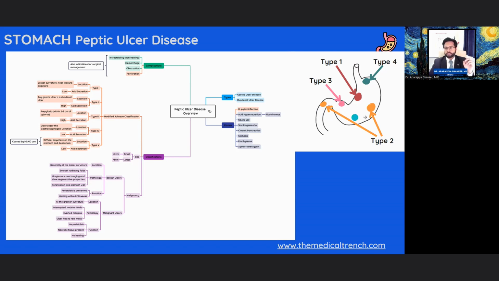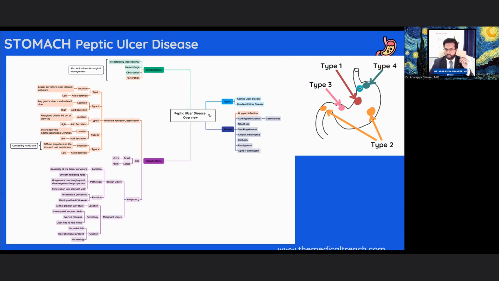Type 3 is a type of ulcer in which you have one ulcer in the duodenum and one ulcer in the greater curvature, or anywhere along the greater curvature, right? And type 4 are any ulcers that are very close to the fundus, and by implication, very close to the gastroesophageal junction itself.